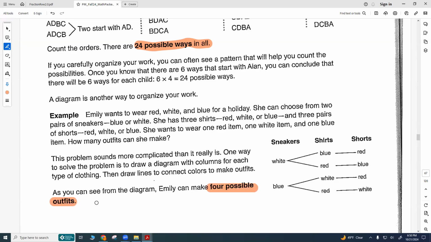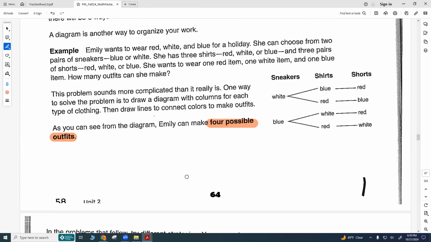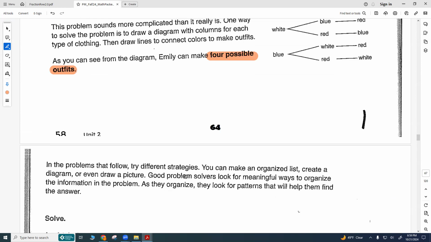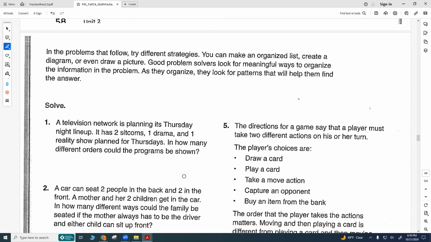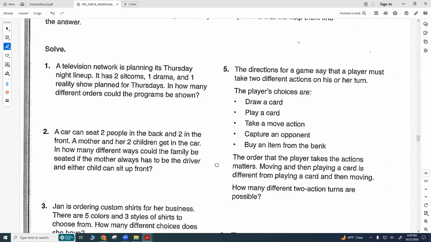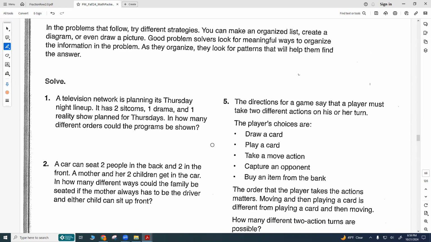Now, of course, there is math, like calculating, that goes on in the background, but if you forget that, try to map it out. Okay. Although don't feel the strongest about that either, but hopefully this is not feeling too crazy for everyone. Okay. So in the problems that follow, try some different strategies, create a diagram or a picture, okay, and look for organization, or look for patterns, sorry.